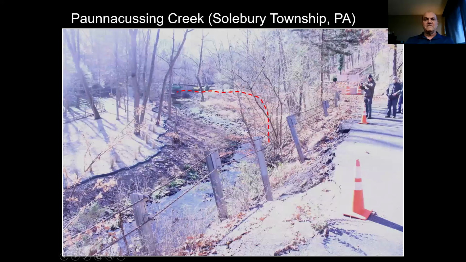Then let's come back to Ponacussing Creek as a third example of how we might use this flow chart, where we have this realigned channel, which is eroding into the road. My understanding is the town, through the Pennsylvania Department of Transportation, is going to rebuild this road. So, what techniques might be appropriate in this case?